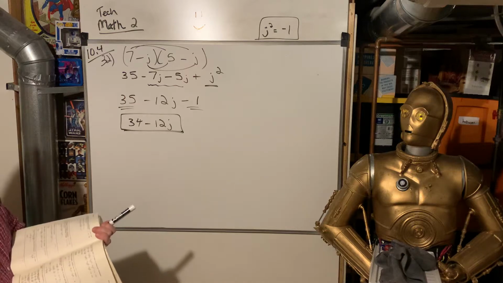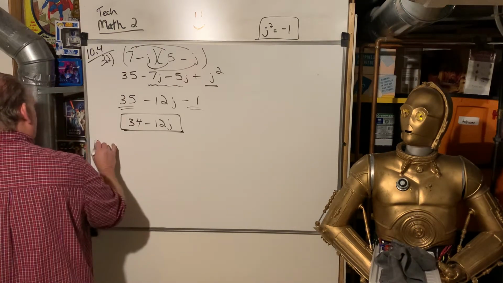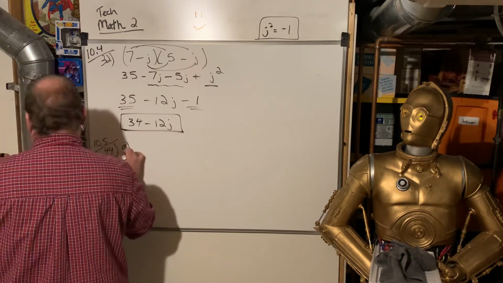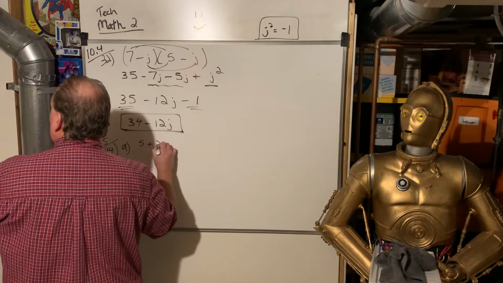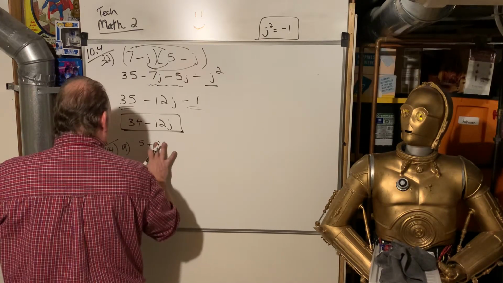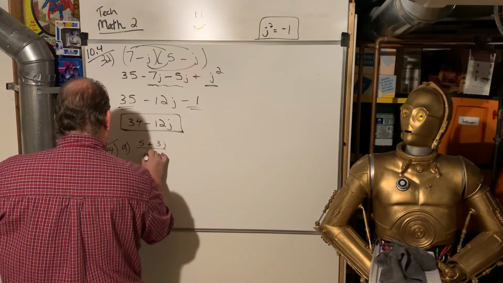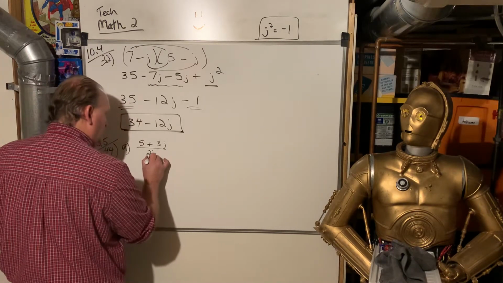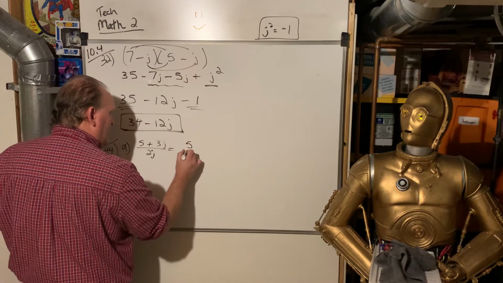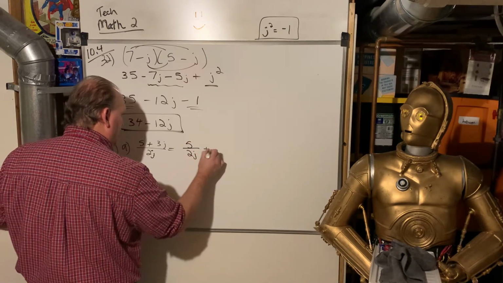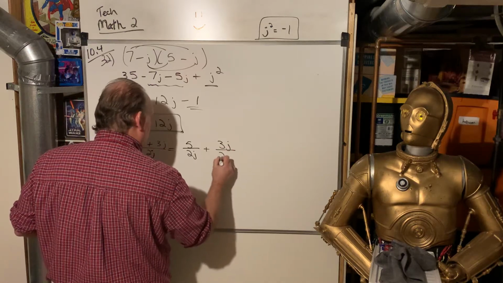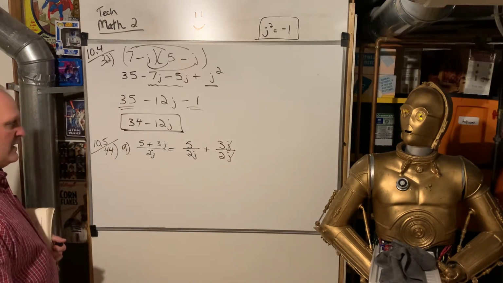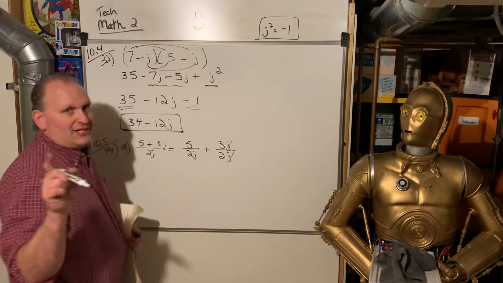Let's look at division. 10.5. What if we have, like number 44, we got 5 plus 3j over 2j. So what is going on there? Well, let me show you. We basically split it to 5 over 2j plus 3j over 2j. This, the j's cancel. So we just get 1.5 there. This, we cannot ever leave an imaginary in the bottom.